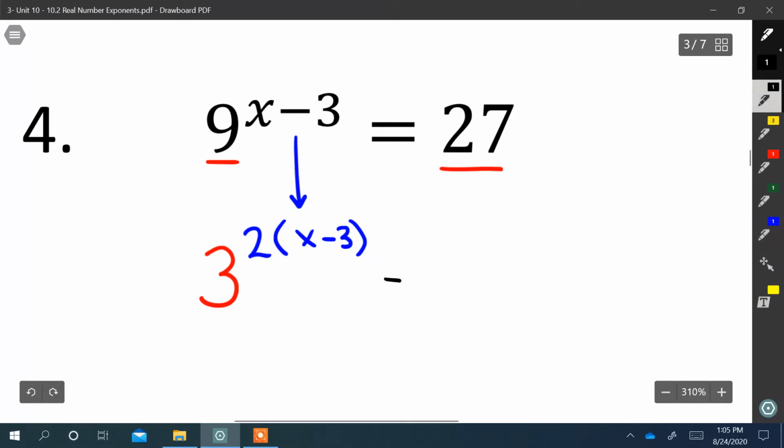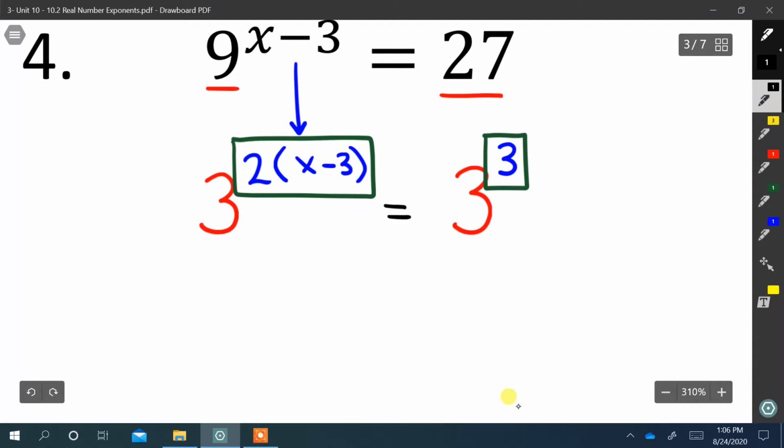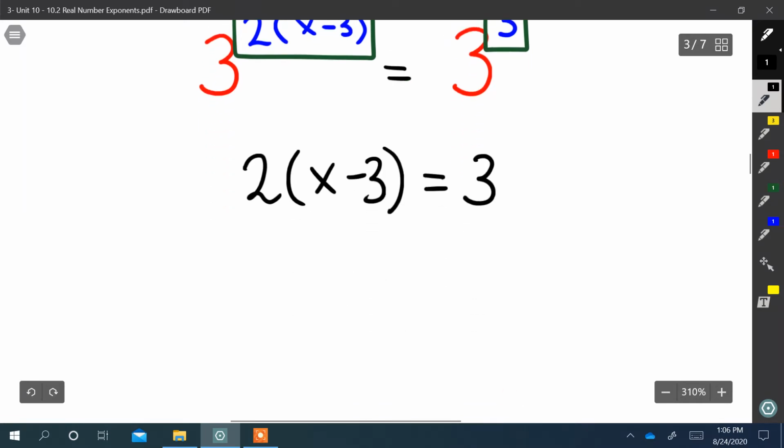And then I have 3 to the 3rd, which is going to be 27. So as you can see, this must equal this right here because we have the same base. So I'm going to say 2x minus 3 is going to equal 3.